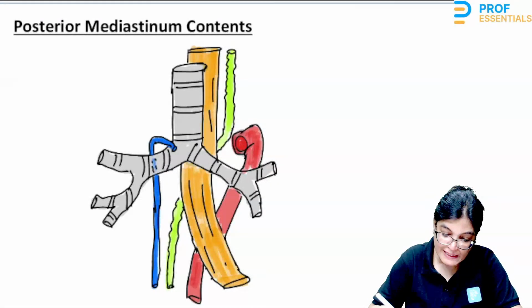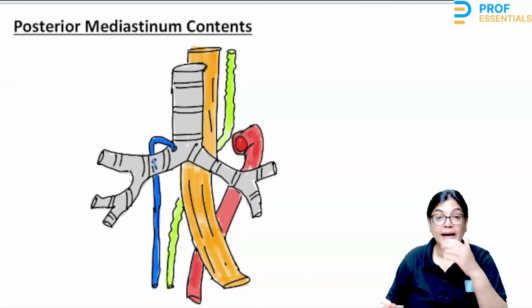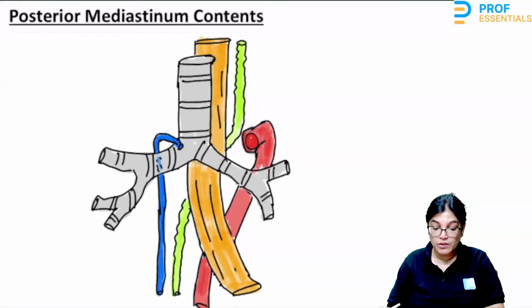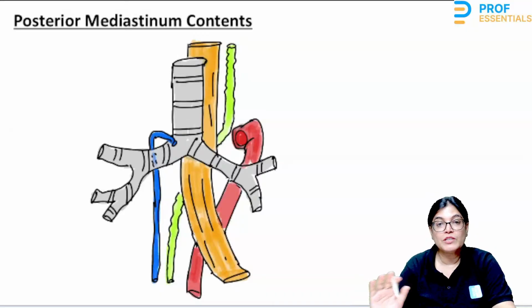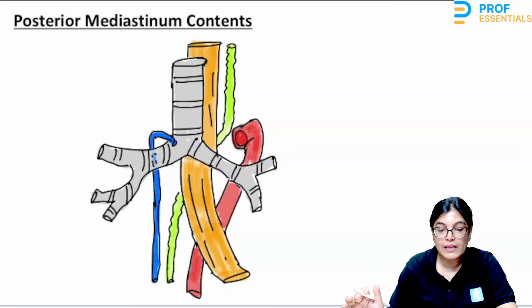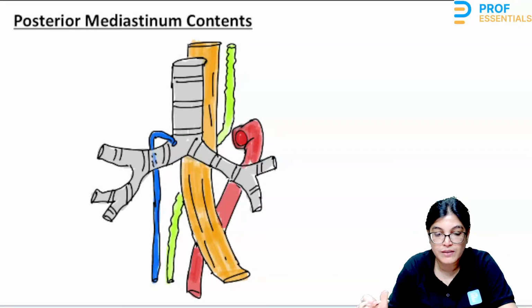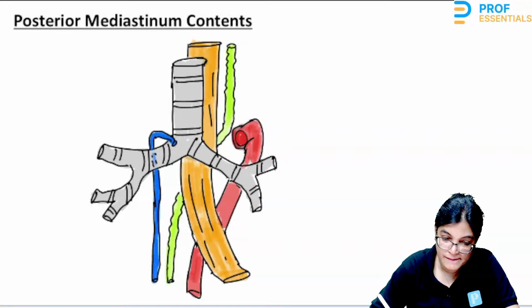Please try to make a neat labeled diagram. It should be anatomically correct. It should not be very beautiful, my dear, but it should be anatomically correct. That is my important point which you have to note down. Other than that, nerves also we can show here. We can show the vagus nerves. We can have the vagus nerve here. That is the nerve content.